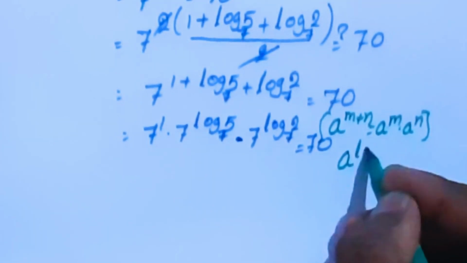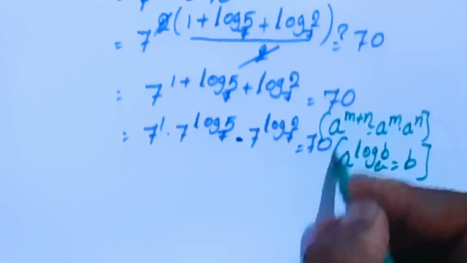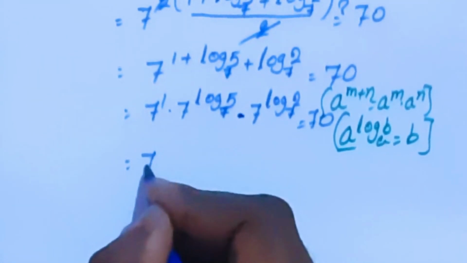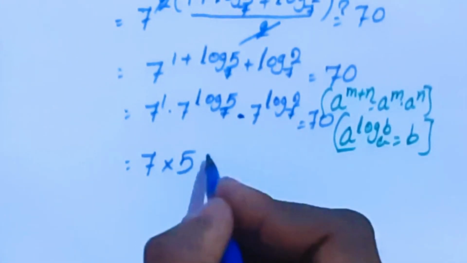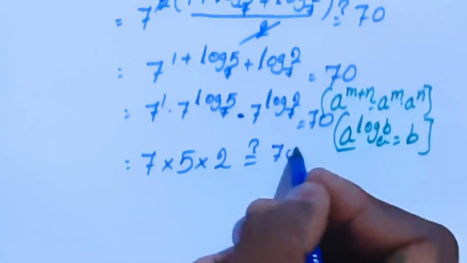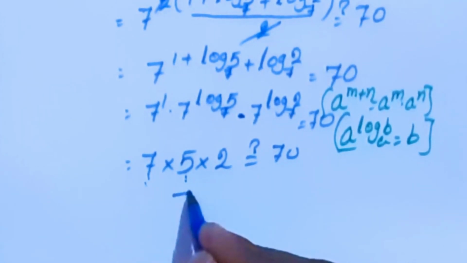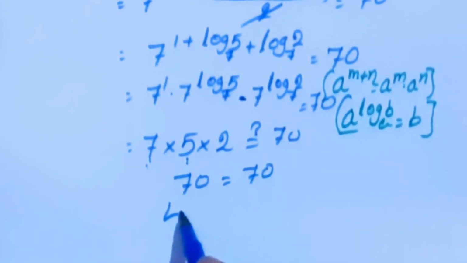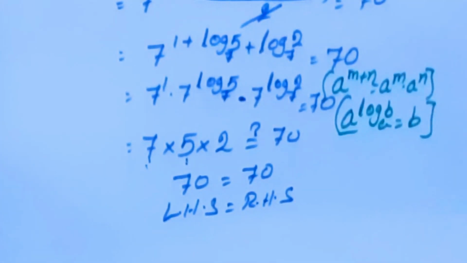a^(log b base a) equals b. This we are going to apply here. So 7^1 is 7, times this, here it is 5 as per this formula, times this 2, equals 70. Now 7 times 5 is 35. 35 times 2 is 70, equals 70. So LHS equals RHS. This we have verified.